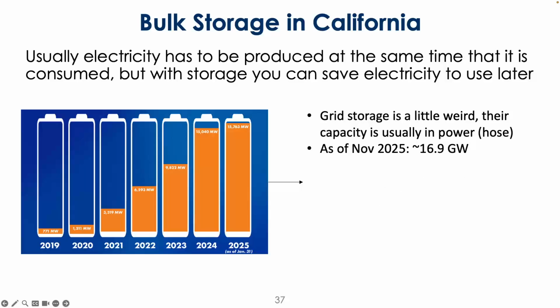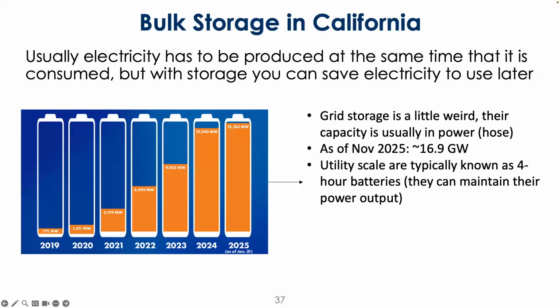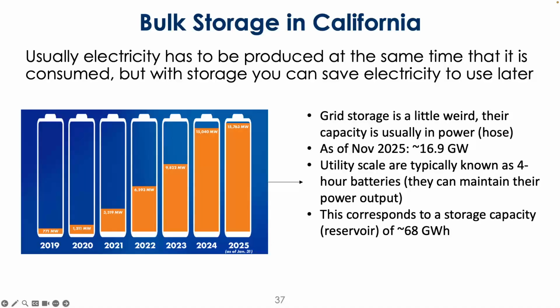We have about 16.9 gigawatts in terms of power. In terms of energy, these are known as 4-hour batteries, so that corresponds to something like 70-ish gigawatt hours of capacity in terms of grid batteries in our system.